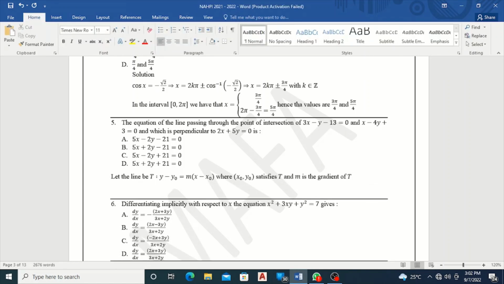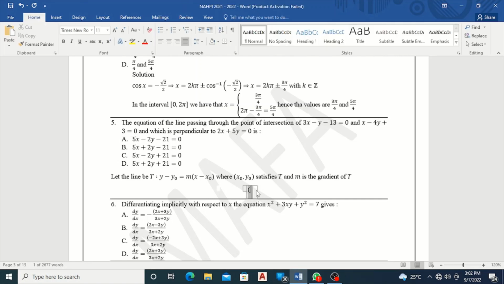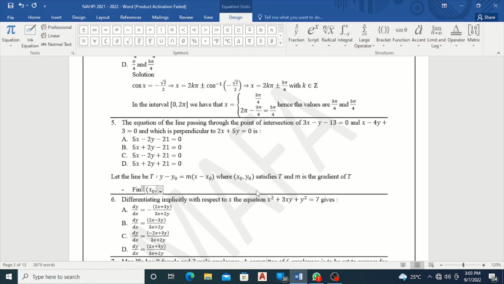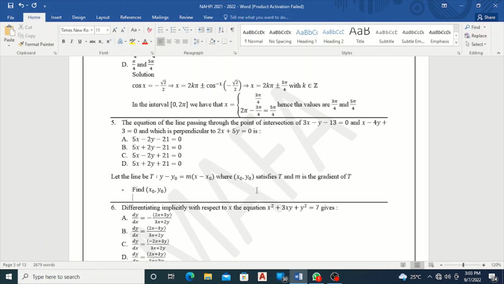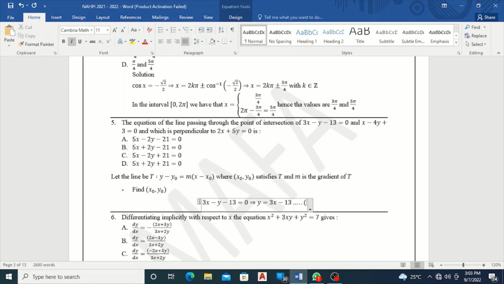Now here we know that our x0 y0 is the point of intersection of this line and this other line, so we need to find x0 y0. So the first aim is to find the point x0 y0. How do we find the point? Since it is the point of intersection of those two lines, we just need to equate the lines. Now from this line we look for the value of y. So this line means that our y is equal to 3x minus 13.